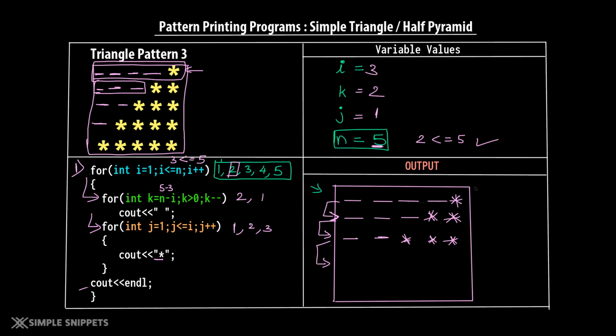i will become 4, right? And 4 is still less than equal to 5. So we will again go inside the outer for loop. Here k will become 5 minus i. i has become 4, so k will become 1. So this for loop will run only one time because k will take the value of 1, and once it becomes 0, of course it will exit, so only one space will be printed now.